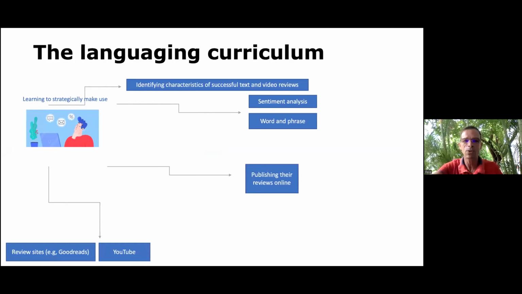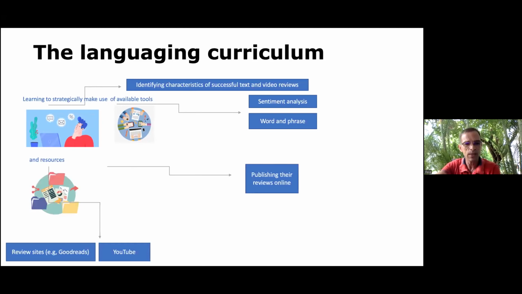Back to what Richard was talking about, how this links to the language and curriculum. So we were using the learning strategic part was identifying the characteristics of reviews and what makes a successful or unsuccessful review. So we were looking at the strategic value of reviews and how to produce them. The available tools that we use, I mean, we had a lot, but as I've introduced to you, we had things like YouTube, the YouTube transcription. We were using sentiment analysis. We used Word and Phrase quite a lot.